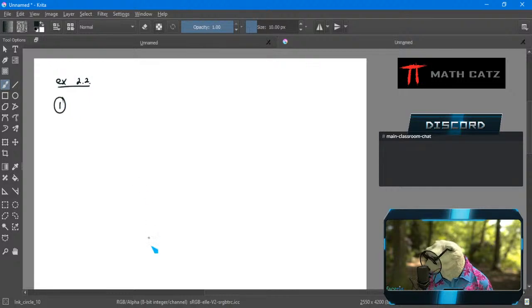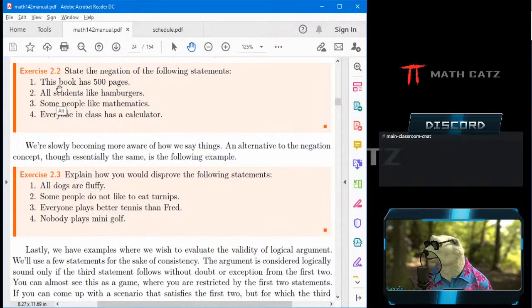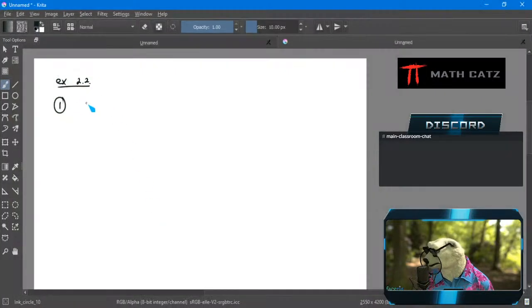So we have different kinds of statements. We have a simple kind of statement, like number one, I'm looking at a book. The statement is, this book has 500 pages, whatever the book is, right? That's true or false. I don't know the specifics of the book. It could be true, it could be false, but it is a valid statement in that it either has 500 pages or it doesn't. This is either true or false, so it is a valid statement. The negation is then the opposite, which is simply this book does not have 500 pages.